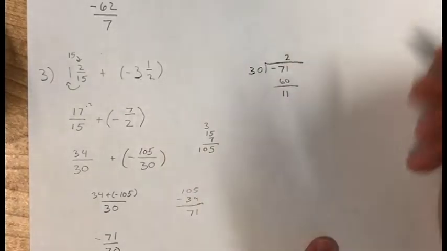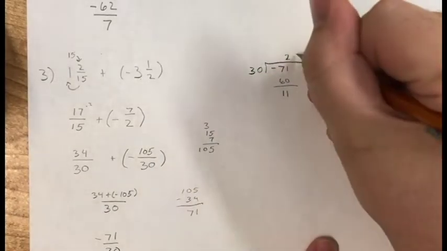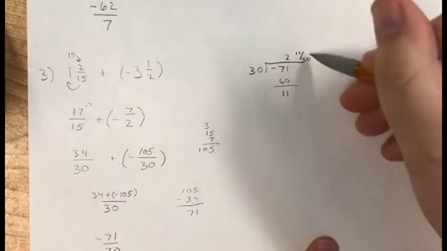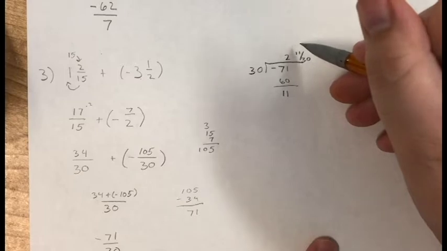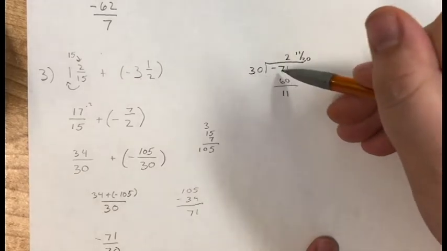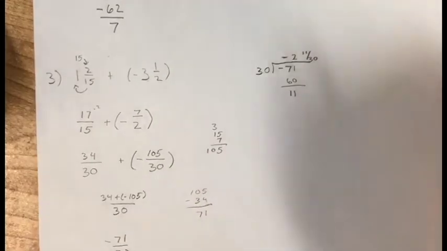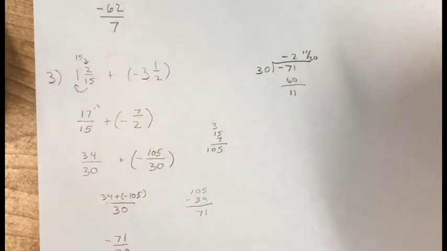And 30 cannot go into 11, so I'm just going to leave that as a fraction. So 11 divided by 30. So is this a positive number or a negative number? Well, recall that I have 2 different signs. So my answer is negative 2 and 11/30.